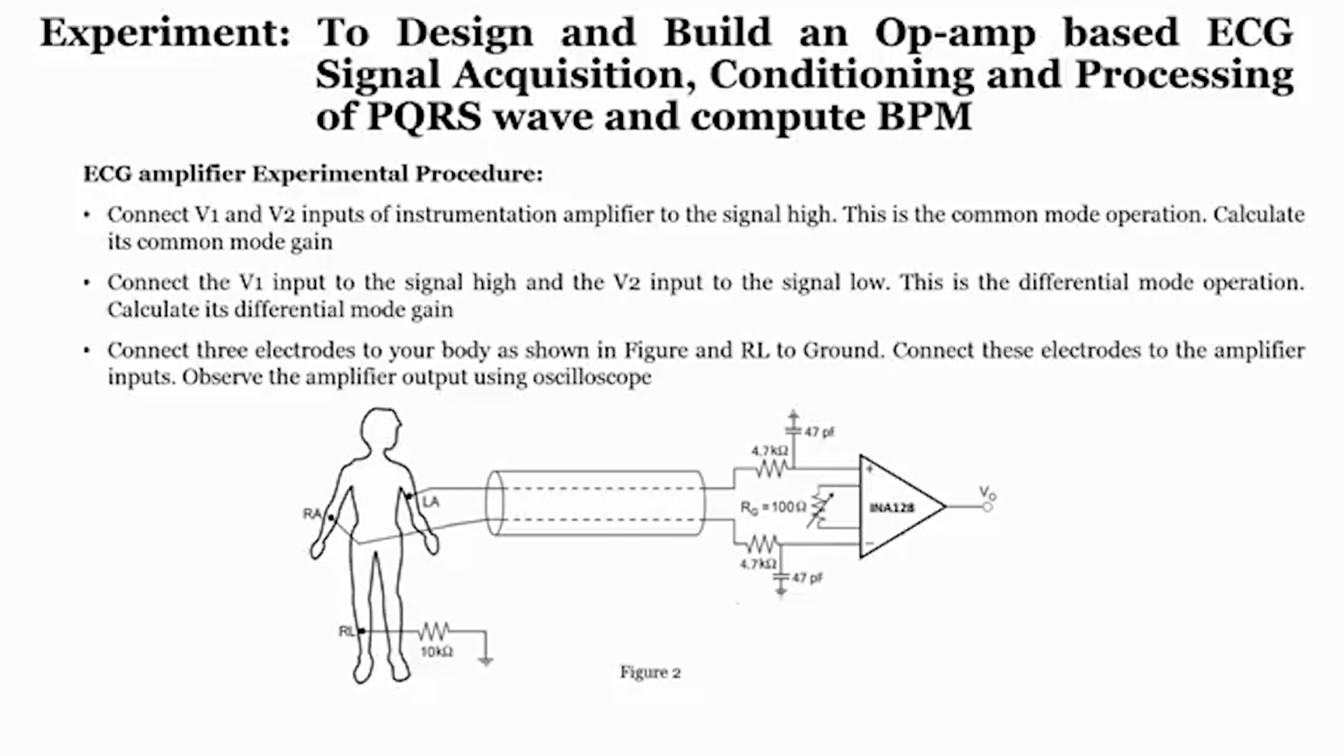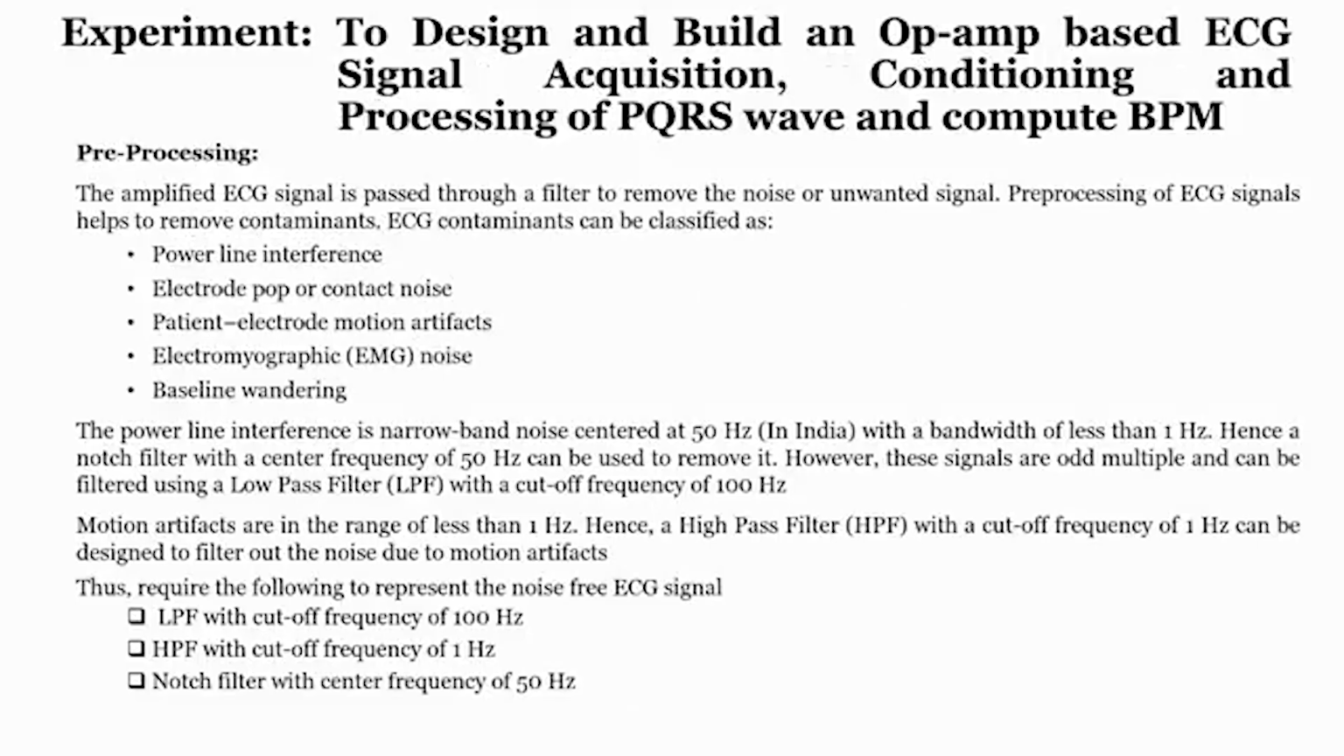Now, once we do that with the instrument amplifier, let us connect the 3 electrodes to a person's body as you can see, and the right leg to the ground, and connect these electrodes to the amplifier inputs and observe the amplifier output using an oscilloscope. So, we will be doing these experiments in the experimental class. So, you can see how the output is changing in the oscilloscope.